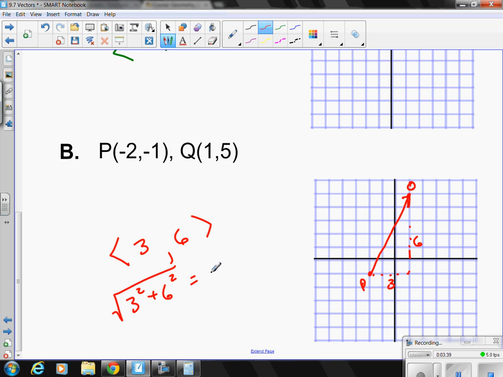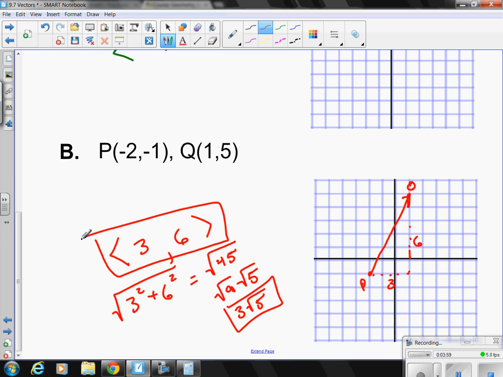9 plus 36 is 45. 9 goes into 45. Square root of 9 times the square root of 5. Well, the square root of 9, we know that. That's why I picked that one. The magnitude is 3 times the square root of 5. Okay, and those are the 2 answers we're looking for.